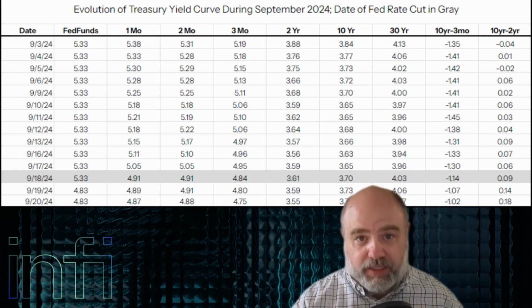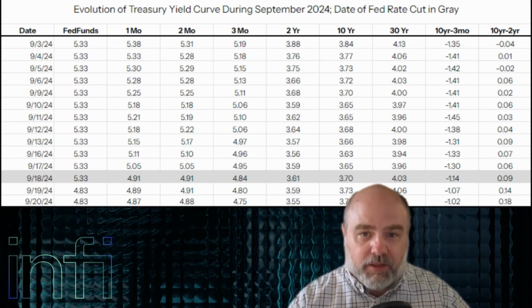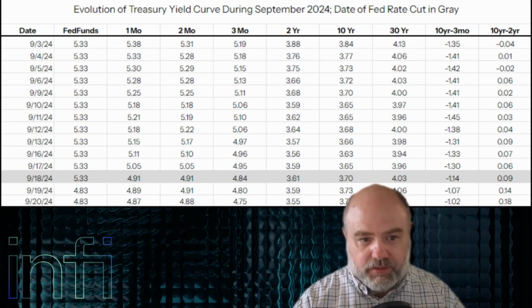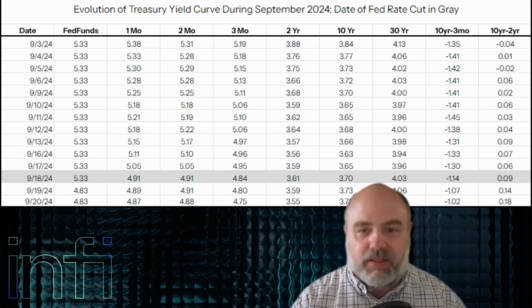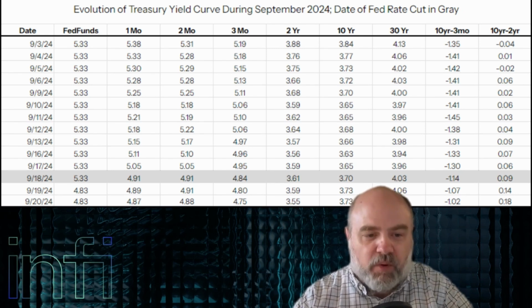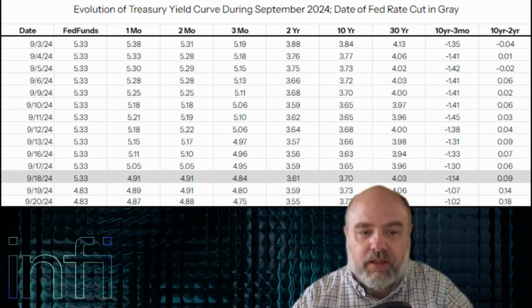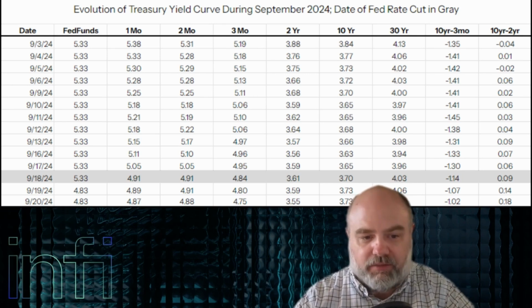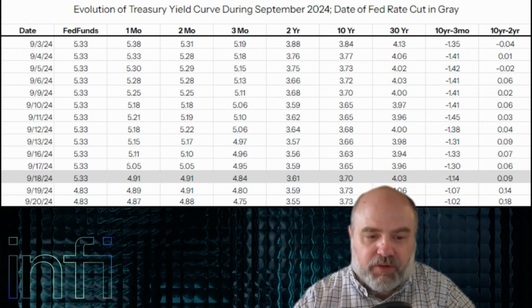So the federal funds rate is the rate that commercial banks charge each other for overnight loans of reserves. All right, so that's the Fed's policy rate. That was at 5.33 early September all the way up. Again, on September 18th, the Fed announced it was going to cut rates. And then you see the next day and thereafter, the Fed funds rate dropped from 5.33 down to 4.83, reflecting that 50 basis point cut.